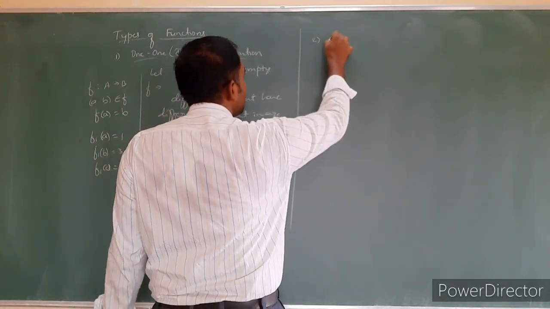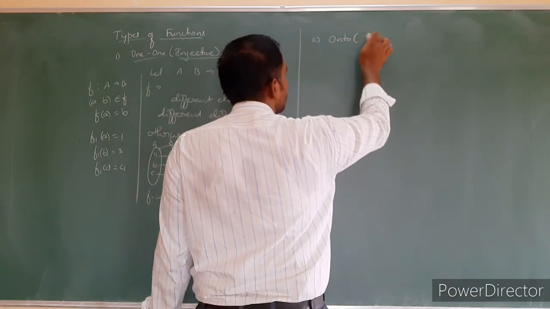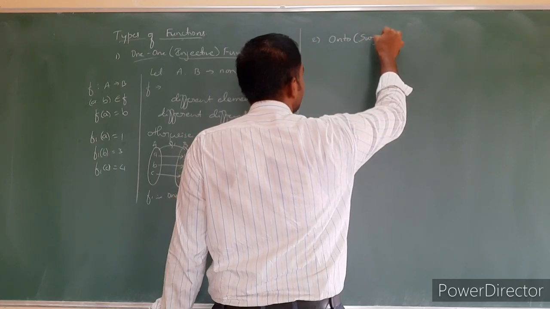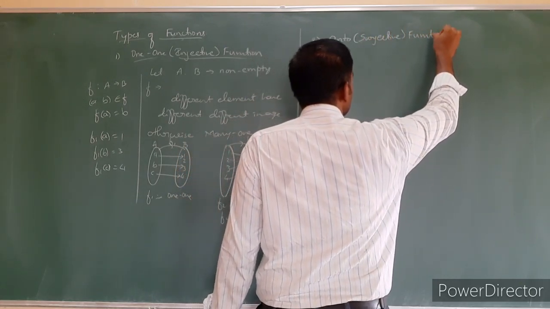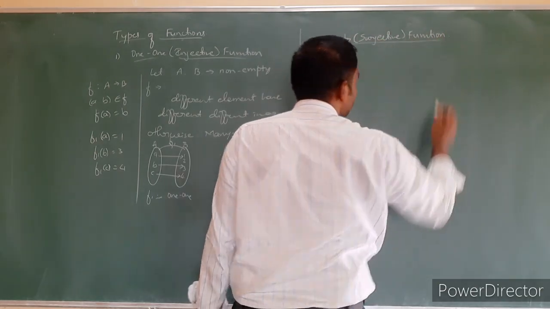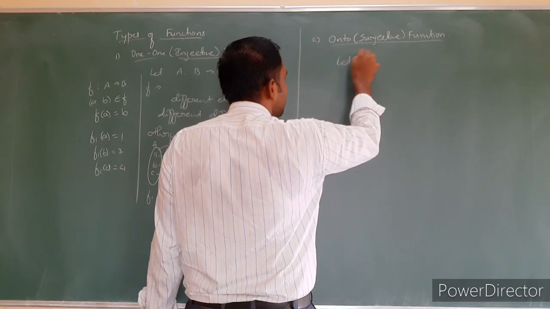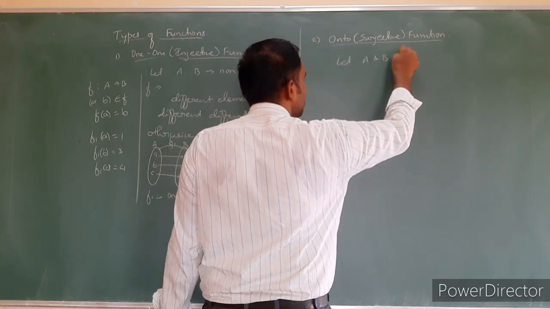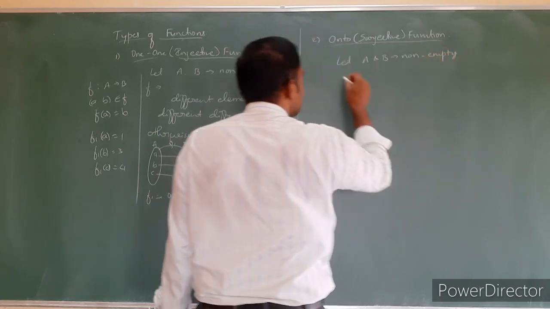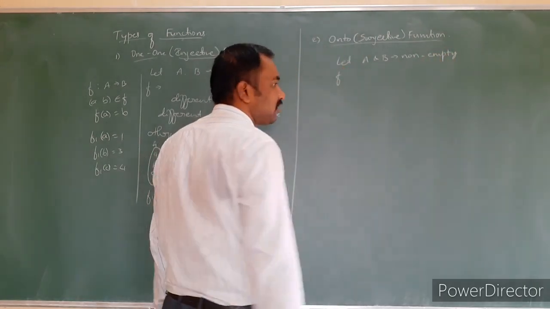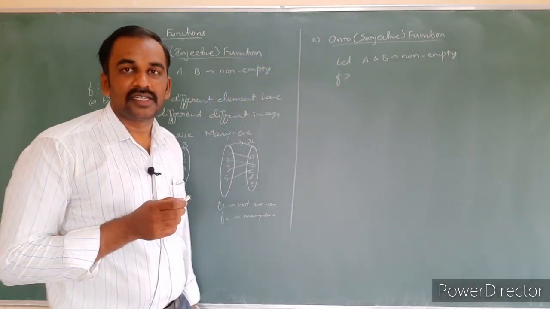Now, the second type is onto or surjective function. What is the onto or surjective function? Onto function. So again, that is understood. Let A and B be two non-empty sets considered. Then f is a function defined on these two non-empty sets, said to be an onto function or a surjective function.